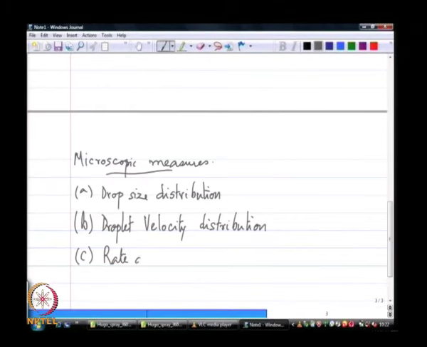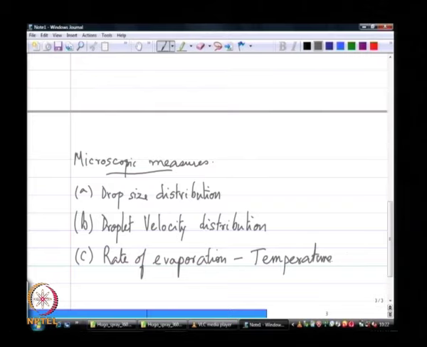So now I am looking at the individual droplet level, almost understanding the spray from within as opposed to from outside. What other microscopic properties can I list here? In a typical spray like a perfume spray, which we looked at in the last class, we are interested in the rate of evaporation, which is clearly temperature dependent. So there is also a droplet temperature distribution.